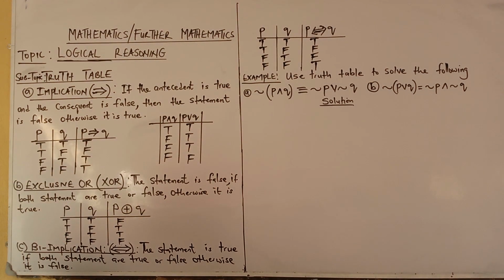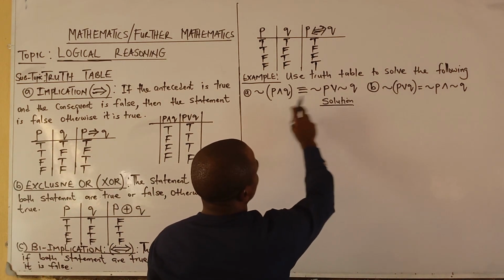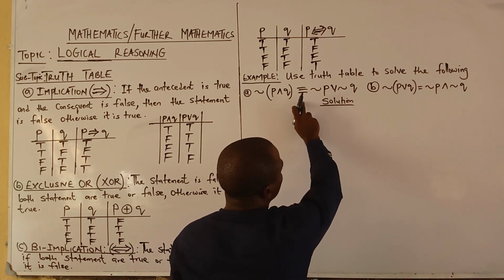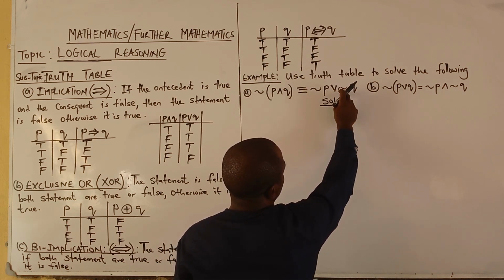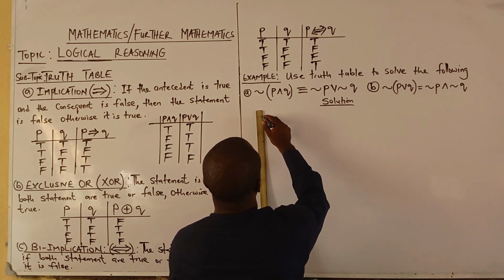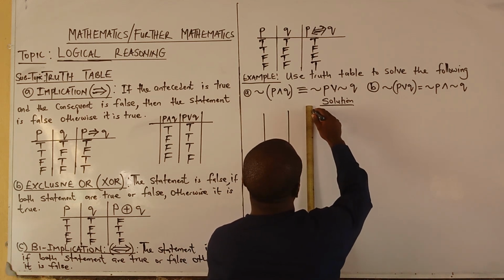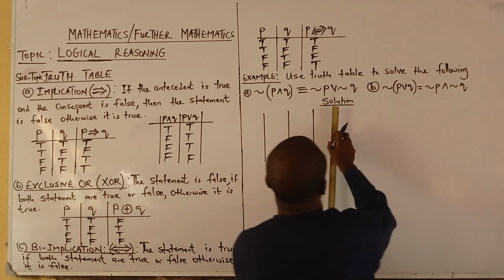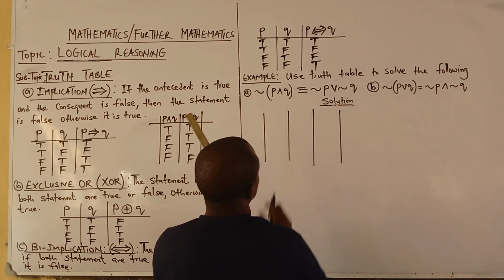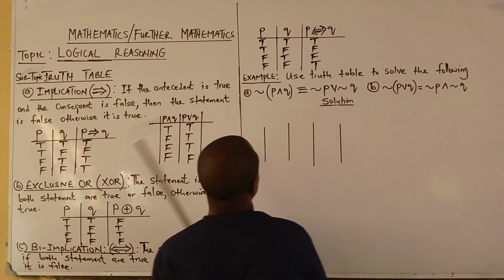Okay, just understand this. Now let's solve this problem. We are told to use the truth table to show that the negation of P conjunction Q is approximately equal to the negation of P disjunction the negation of Q. Let's draw the table. This is the A part. Let's write the question first.